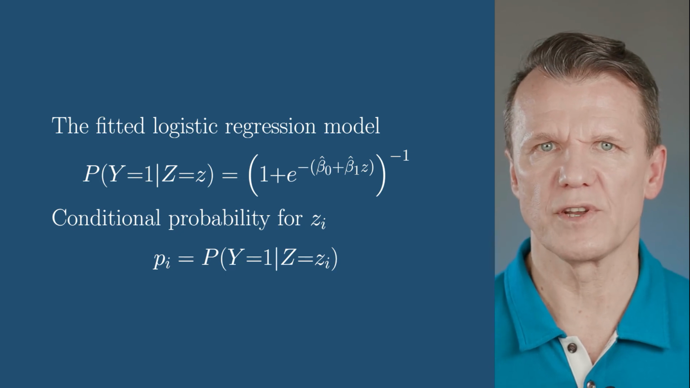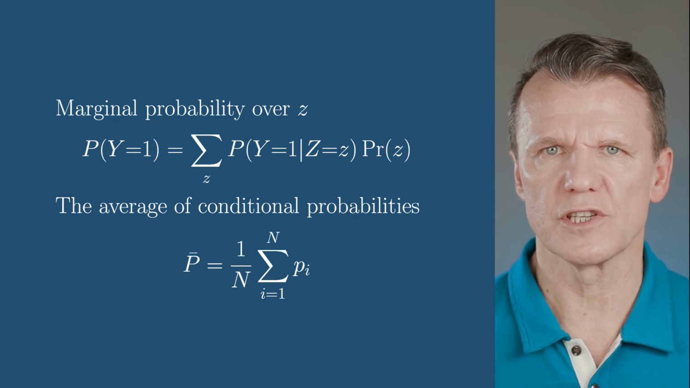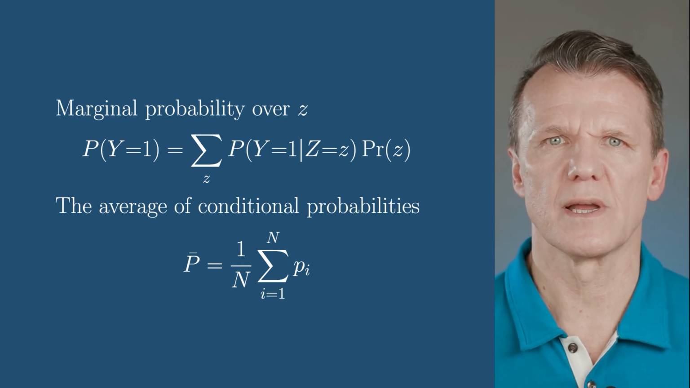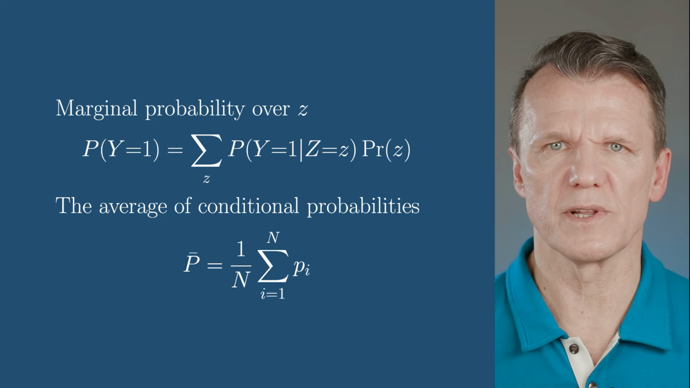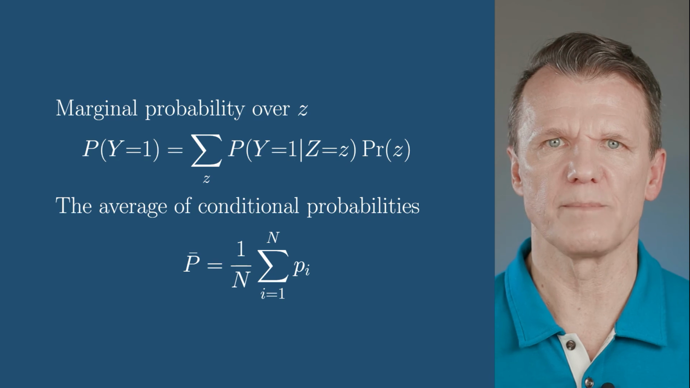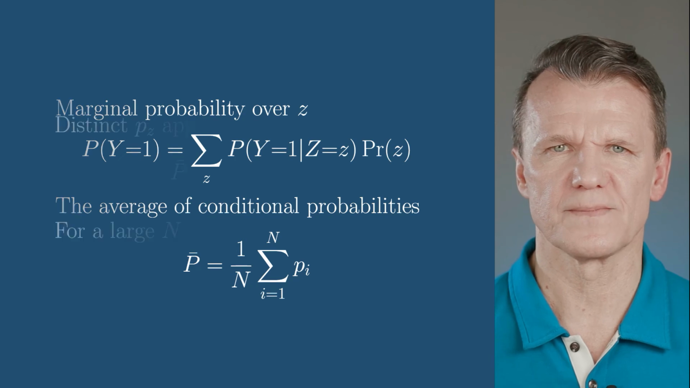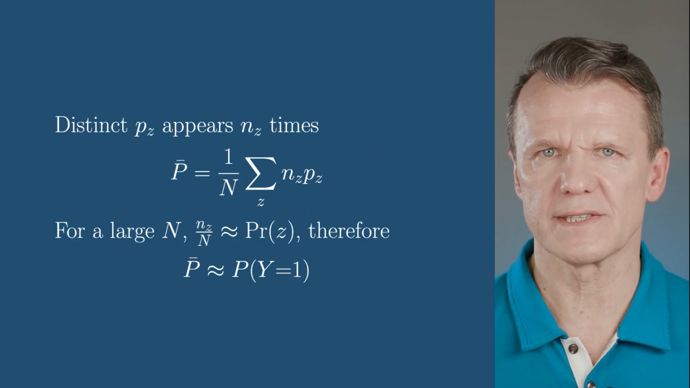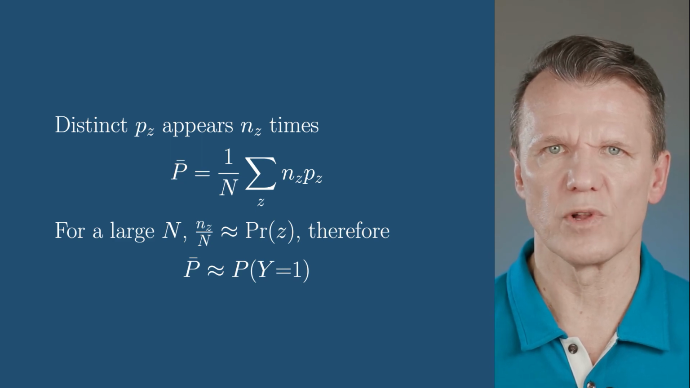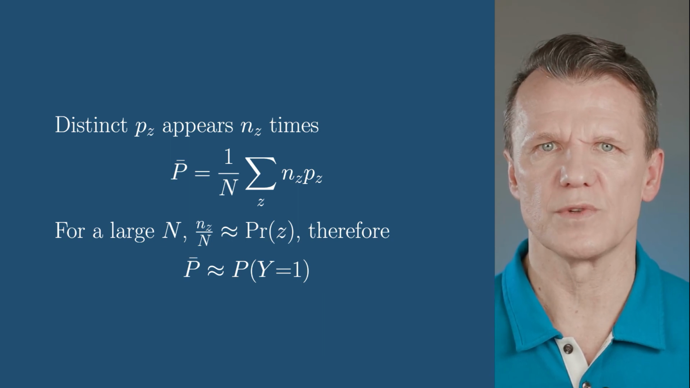Our next step is to average them over the z values. The marginal probability for y is 1 over the distribution of variable z is simply the summation of the products of conditional probabilities p of z and the marginal probability for z values. Again, we average the conditional risks calculated from a previously fit model over z values in the entire study population. If a distinct value z appears nz times, then probability p of z will appear nz times. For a large number of units, the average conditional probabilities will be close to the marginal risks.